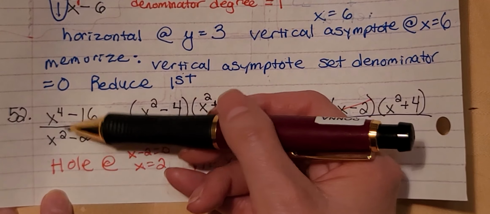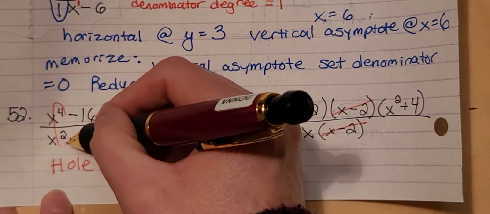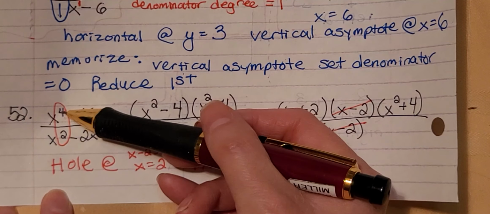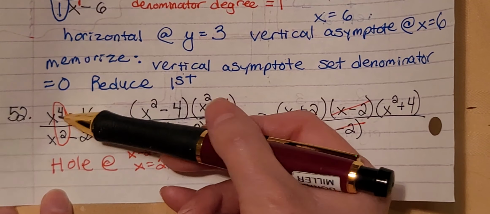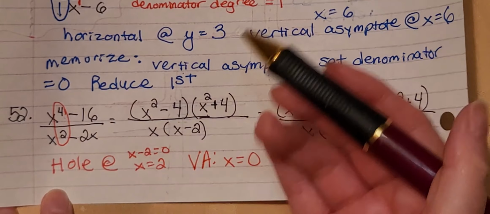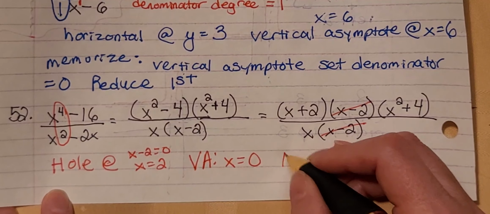Look at your degrees. The numerator one is 4, your denominator one is 2. 4 is 2 or more than 2, so you have no horizontal and no oblique asymptotes.